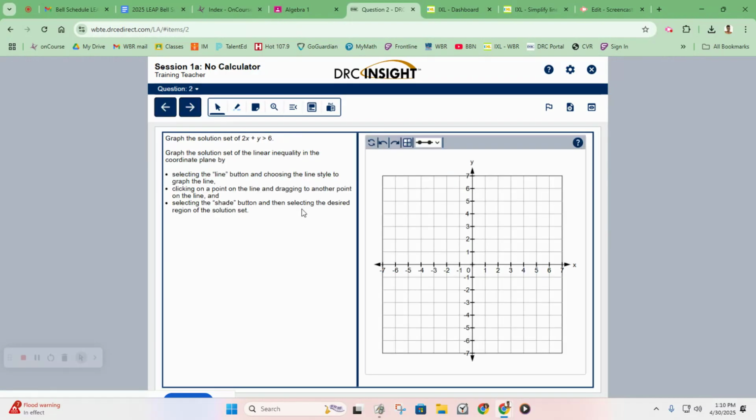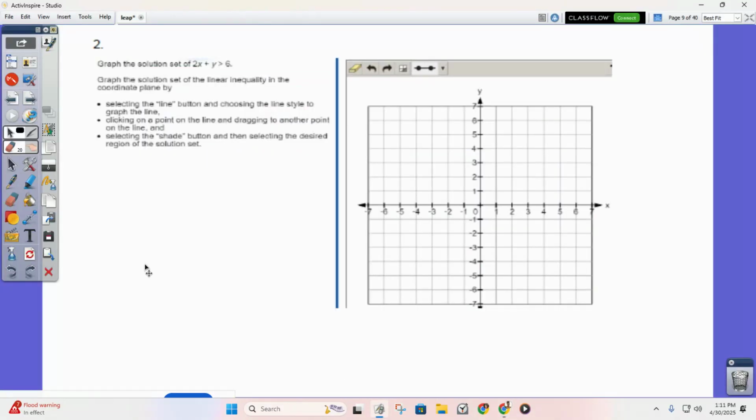Question number 2 says to graph the solution set of 2x plus y is greater than 6. All right, in order to graph this, there's a couple ways you can do this. You can use intercepts, you can use slope-intercept form. The second video that David Lemons made that I put in the Google Classroom shows using the intercept, so I'm going to use slope-intercept form.